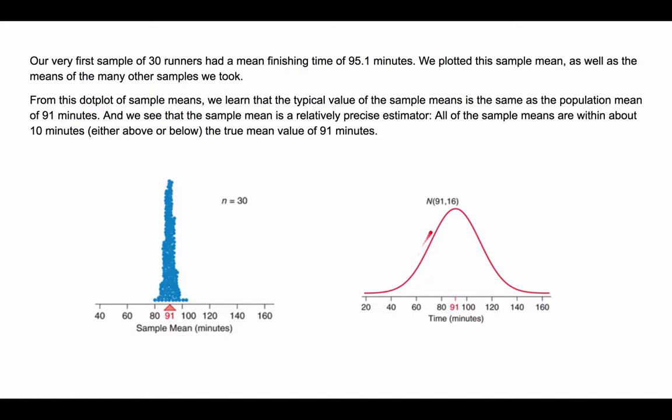This was our normal distribution of the actual running times of all the runners. Notice how much more narrow this is when we took the sample means. We didn't even get any means that are like way out here. Much more narrow, less horizontal spread in this dot plot of sample means than the actual distribution of running times for all the runners.